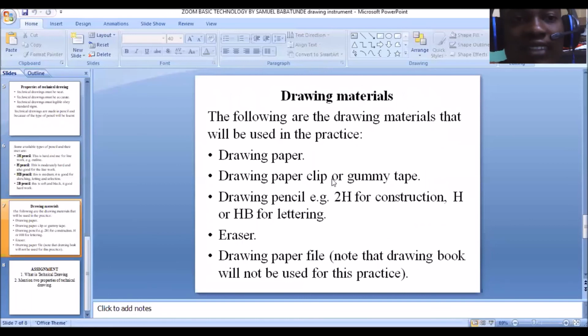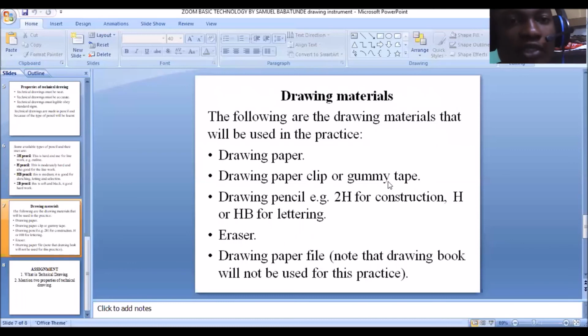Then we look at the various types of drawing materials that we have. And I say these drawing materials differ from drawing instruments because they can be used up. They can be used up. And I say the drawing paper on which the drawing is made, the paper clip or gummy tape that helps to hold this drawing paper on the drawing board. The drawing pencil, which is used to make the drawing.